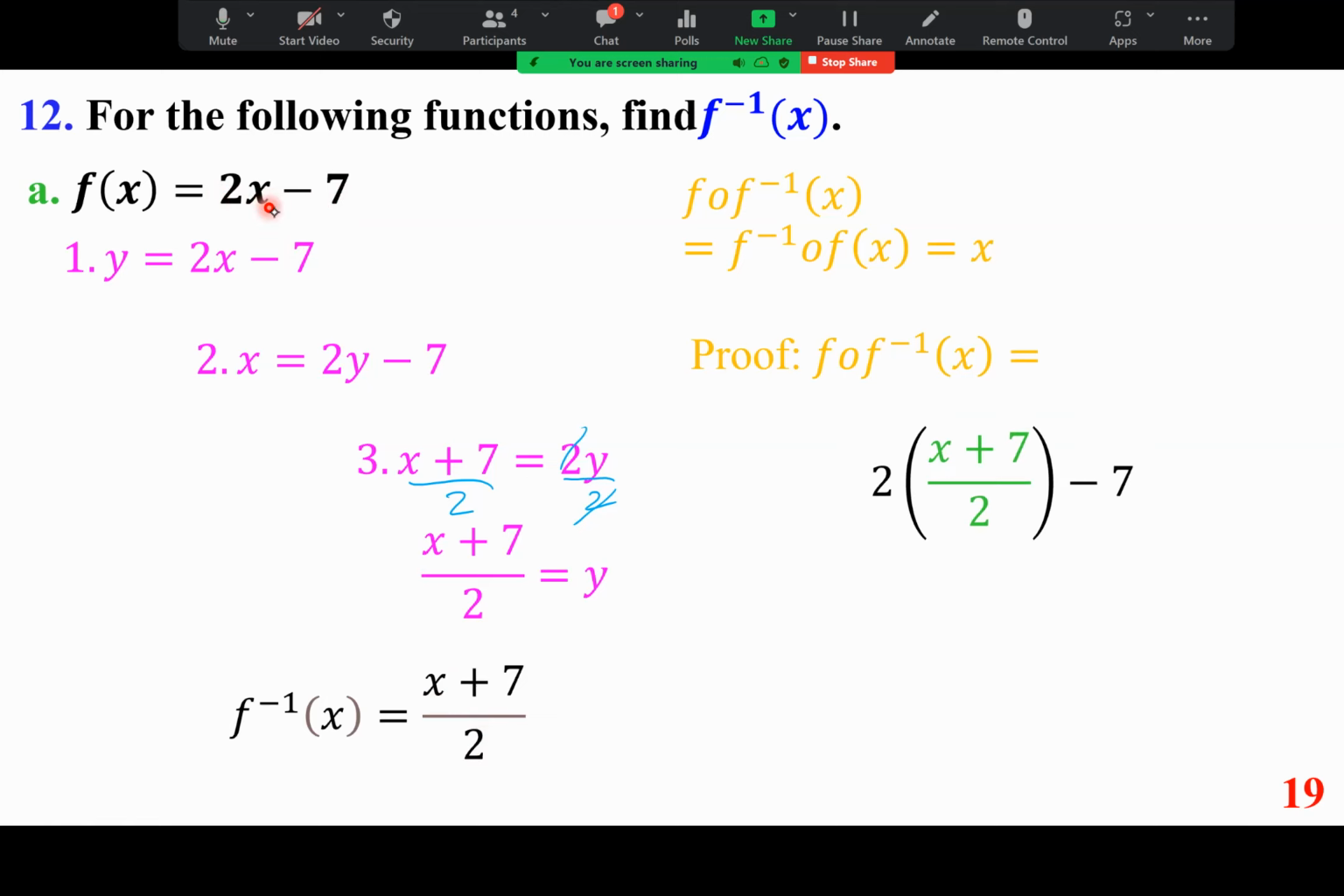So what happens is these two cancel each other. We have x plus 7 minus 7, which makes it x. And that's a proof that we have come up with the proper answer.